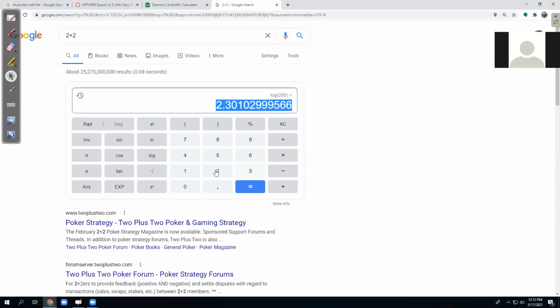I'm gonna copy, and I'm gonna clear this. And I'm gonna say, hey, let's take 10 and raise it to the power everything I just copied. Will it paste it in there for me? It won't do it. I gotta type it. 2.301029995566. Man, it's got a lot of them. I'm tired of typing. That's good enough.